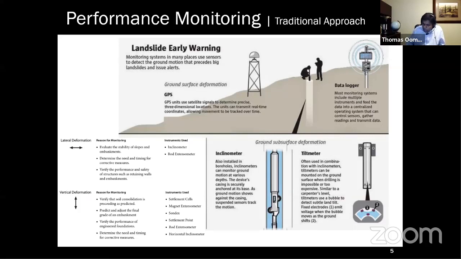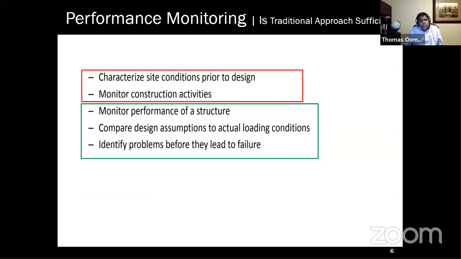But now when it comes to the traditional approach, the question that is often asked is, is the traditional approach sufficient? Especially if we want to do a continuous performance monitoring, is the traditional approach sufficient? And often, to characterize site condition or monitor construction activities, the main limitation of the traditional approach is that it is a point measurement. We can only get at a few locations where we have the instrumentation. And these instruments are not cheap. They are quite expensive.